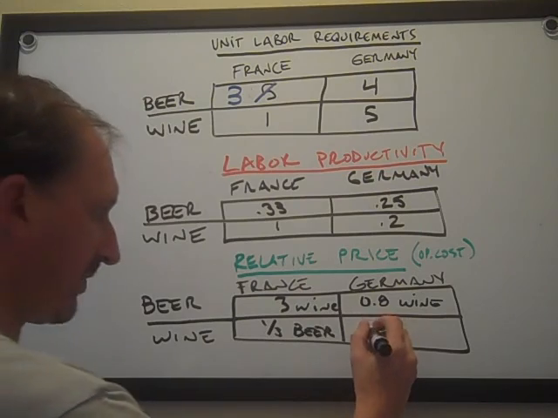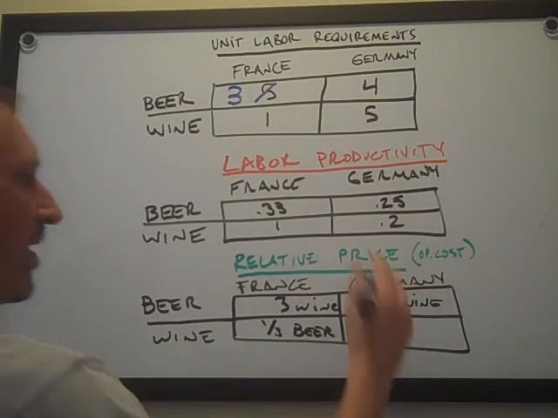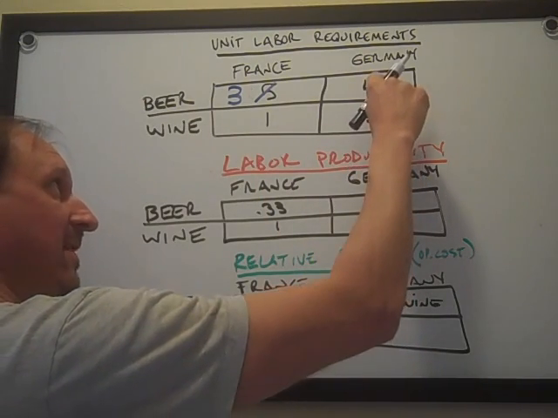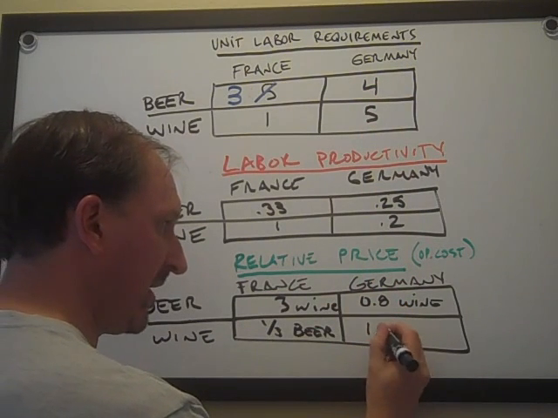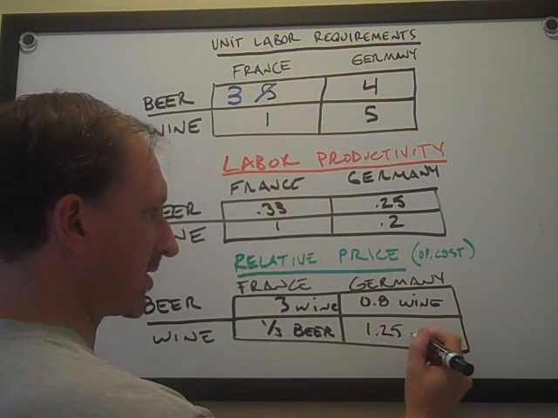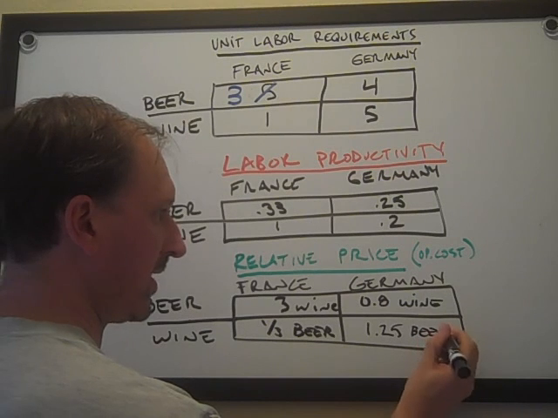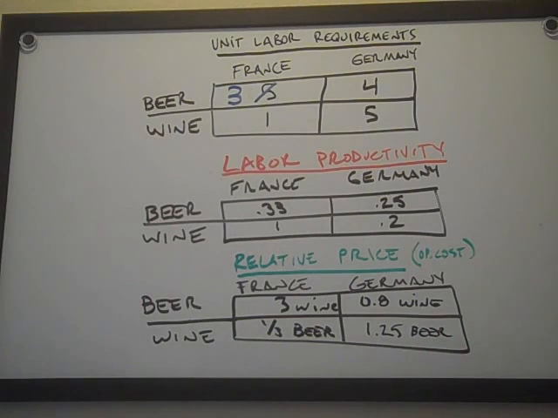These are reciprocals moving up and down, so if they make a unit of wine, well, in the time, that's 5 hours. If they spent 5 hours making this, they could have made 1 1/4 units of beer. Okay? And then once you have that, you can then ask which country has a lower relative price or a lower opportunity cost, or is given up less.